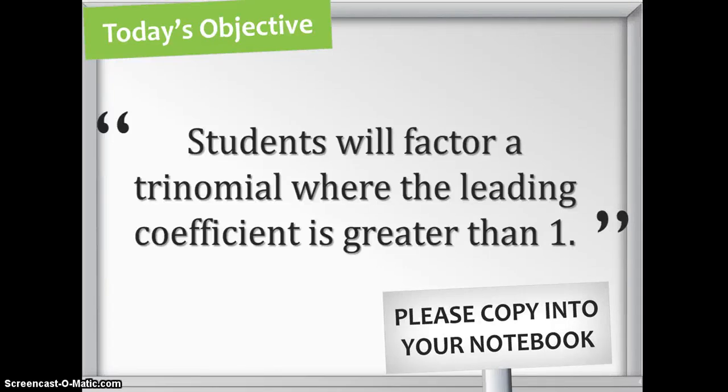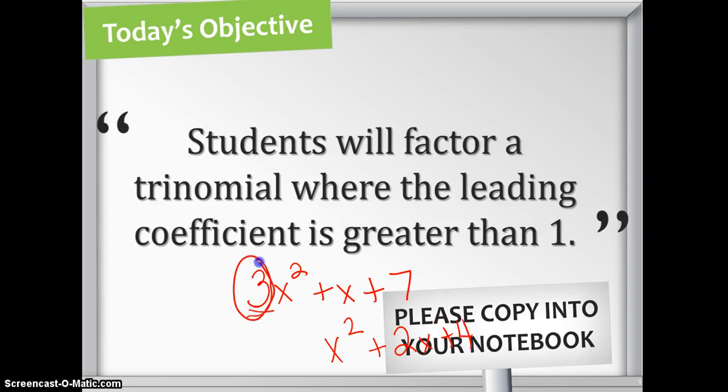Hello everyone. Today what we are going to talk about is factoring where the leading coefficient is greater than 1. So that means in ones that we've done before, it would be something like 3x squared plus x plus 7. The ones we have done up to this point look like x squared plus 2x plus 4, okay? So all the ones that we're going to do, this number right here is going to be greater than 1.